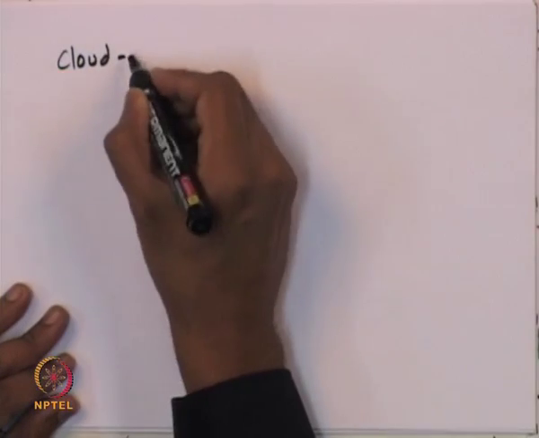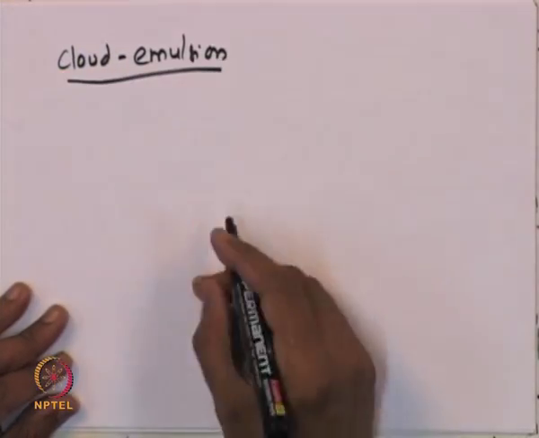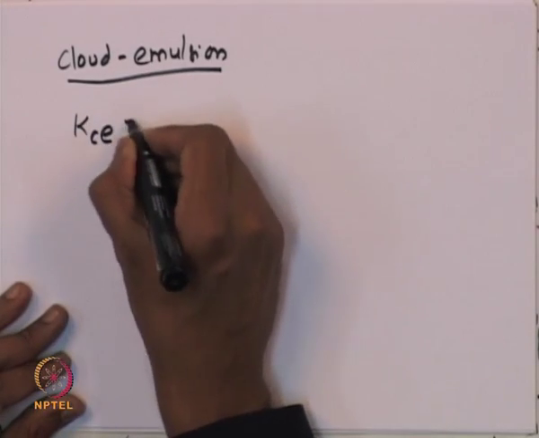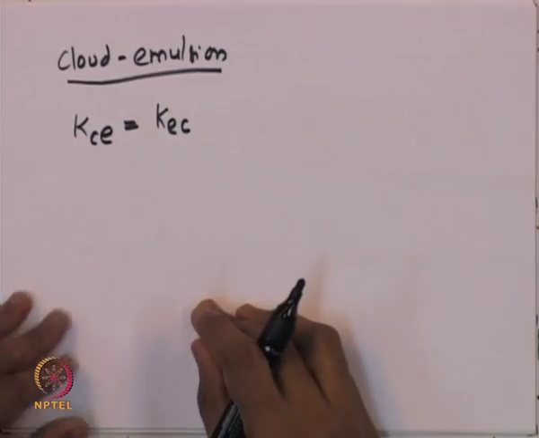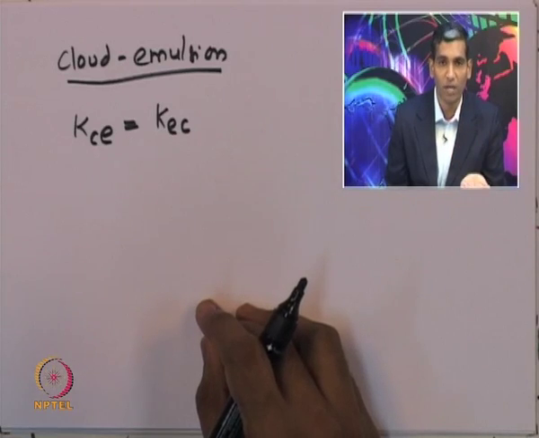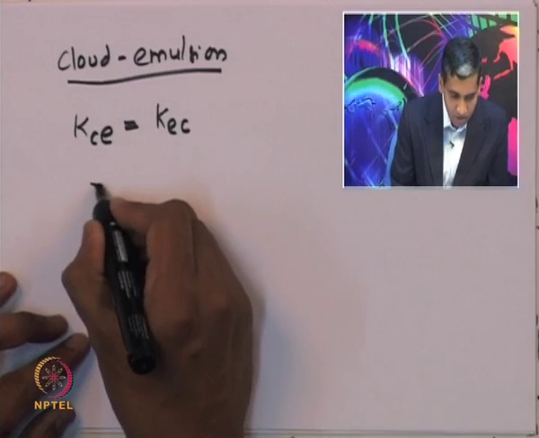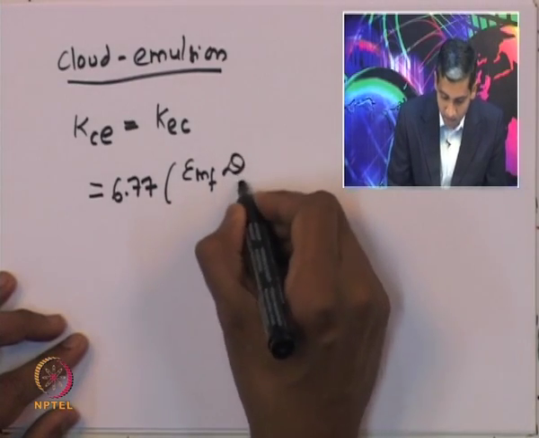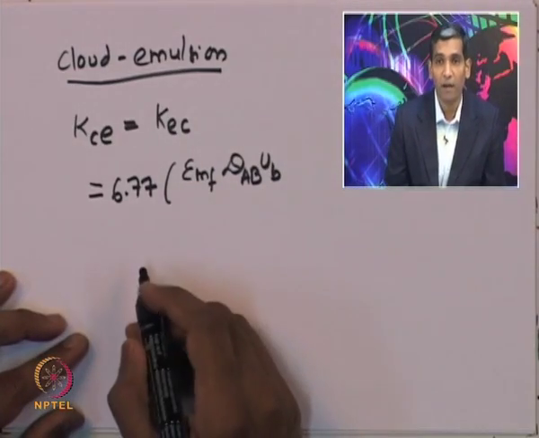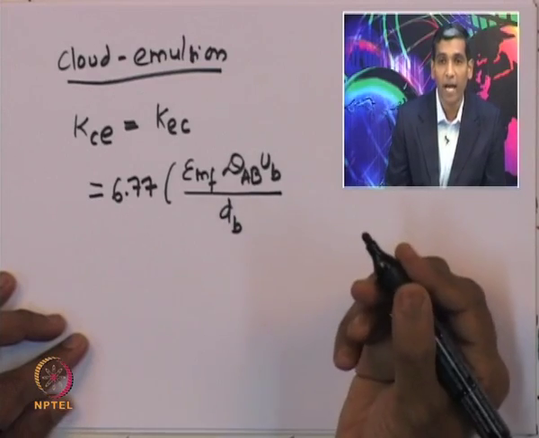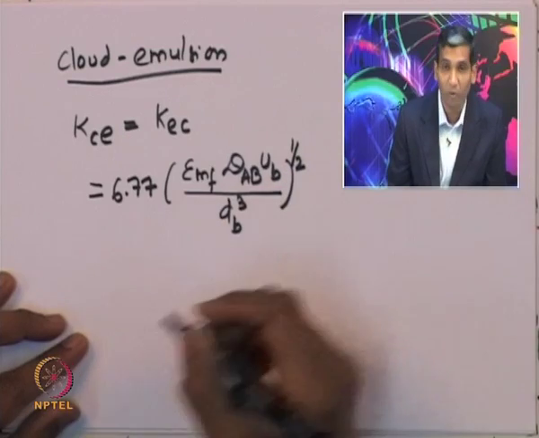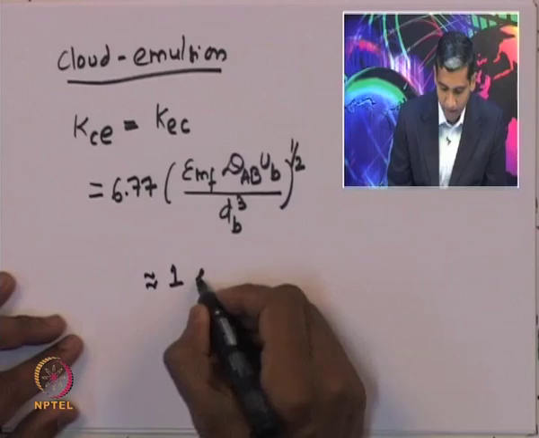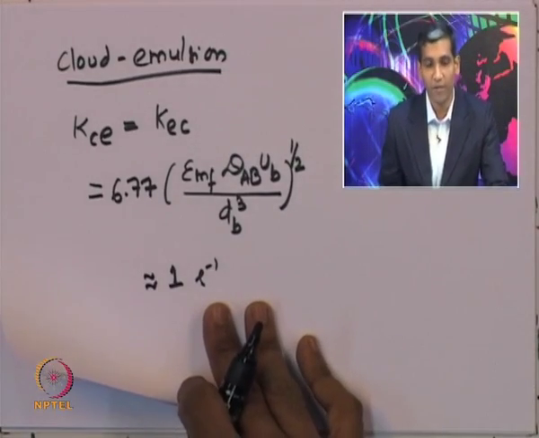Now let us look at the correlations for mass transport from cloud to the emulsion, and that is typically given by KCE equal to KEC. KCE is the mass transport coefficient for transport from the cloud phase to the emulsion phase, and KEC is the transport of products, let's say, from the emulsion phase back into the cloud phase. That is given by the correlation 6.77 into epsilon MF, which is the porosity at the minimum fluidization velocity, multiplied by the diffusivity DAB into the velocity of the rising bubble divided by the diameter of the bubble to the power of 3, the cube of that, to the power of 1 by 2, the square root of the whole expression. And this is typically of the order of 1 second minus 1. So that is the order of magnitude of the mass transport coefficient.